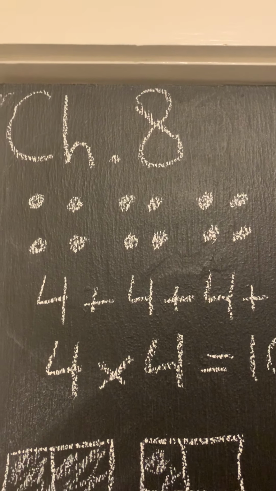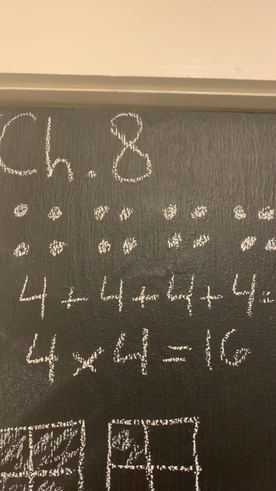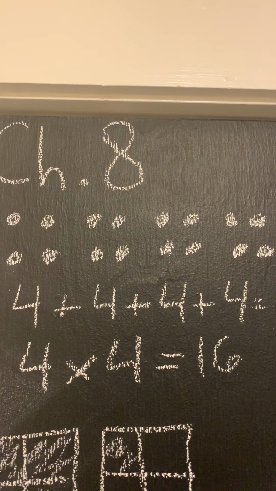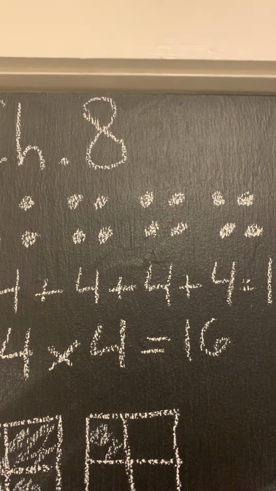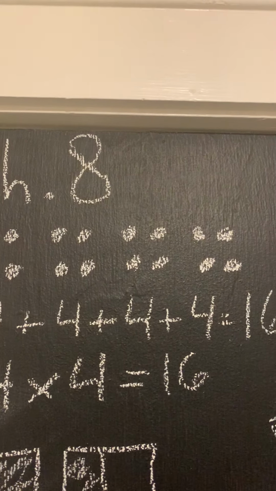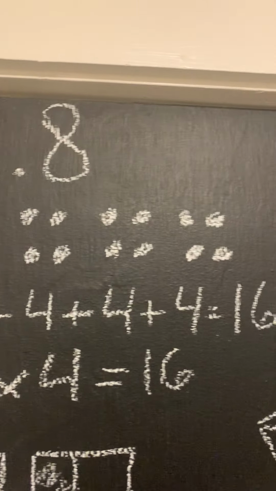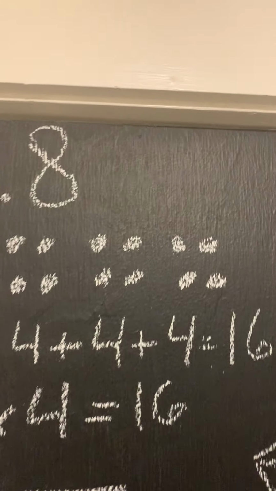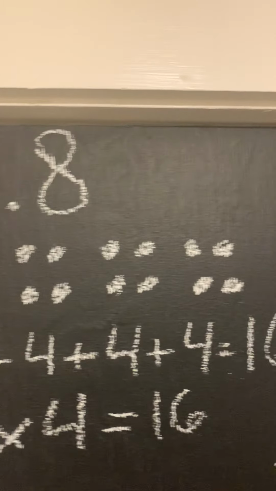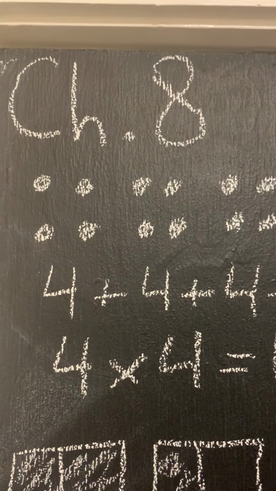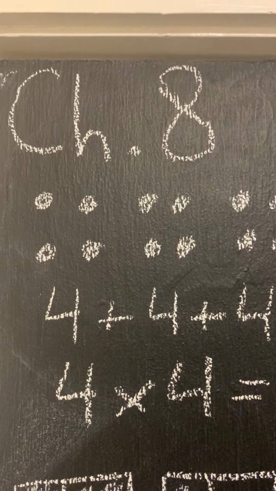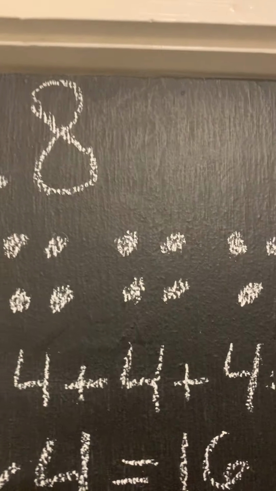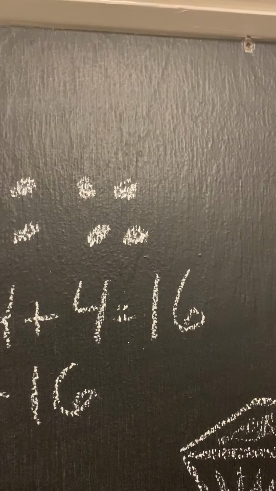Okay, guys, let's jump into chapter 8. The first part of chapter 8 is where they do that warm up, that show what you know. Basically, they just want to look at multiplication a couple different ways. First of all, when we look at this model here, we've got 16 dots. And they show it to us two ways. We can add up the groups, 4 plus 4 plus 4 plus 4 equals 16, right?